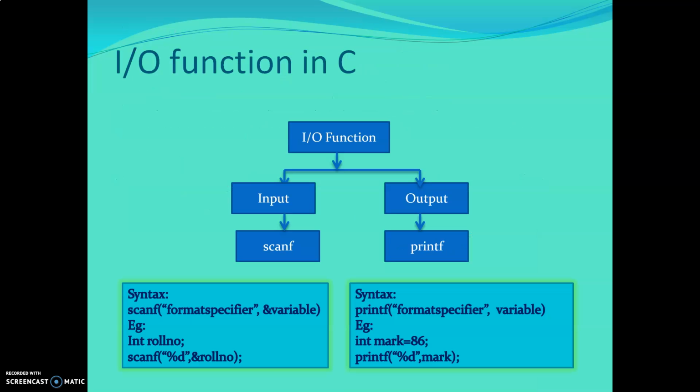Next, input-output functions in C. What is input? Getting values from the user. What is output? Displaying any message or any values on the screen, that is output. For the input function, the scanf function is used. For output, the printf function is used. What is the syntax of scanf? Scanf, format specifier and variable. This is the syntax for scanf.